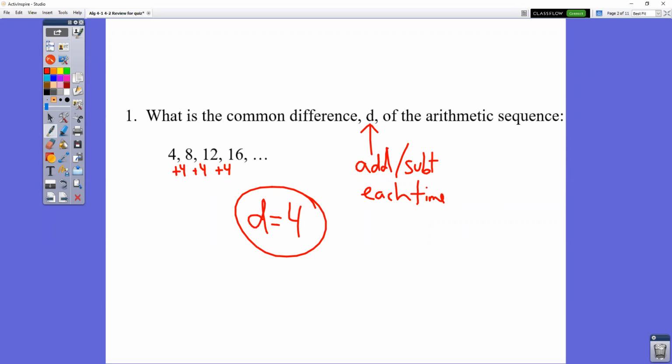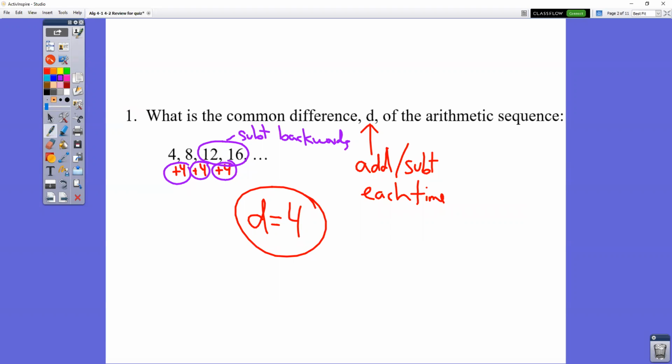If you couldn't figure that out, the way that you could figure out what the common difference is, you could take two numbers that are consecutive, meaning back to back, and subtract them going backwards. So 16 minus 12 gives you 4. 12 minus 8 gives you 4. 8 minus 4 gives you 4. So you could always find the common difference by subtracting going backwards.